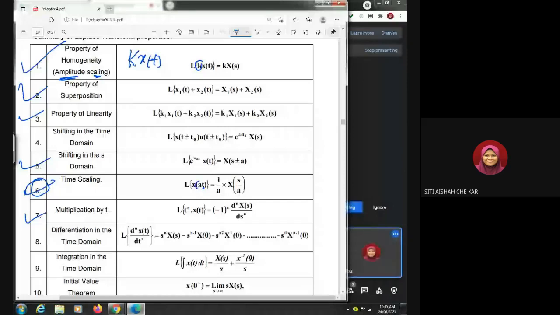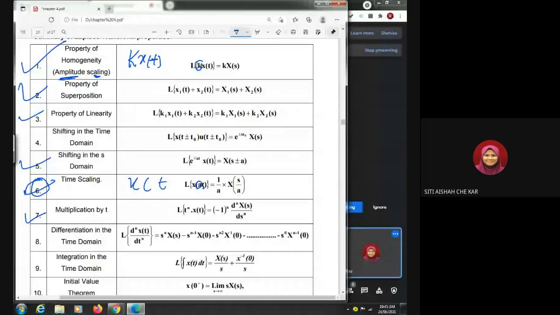So we have x(at). So this is A ataupun K dia. Okay. So this one we call a time scaling. Okay. This one we call time scaling. So the Laplace transform is equal to 1 over A times X(s over A). Okay. So we're gonna look some example how we gonna use these properties. Okay.